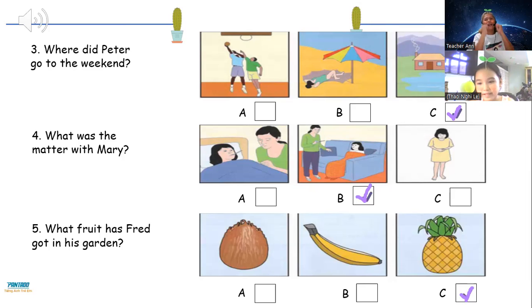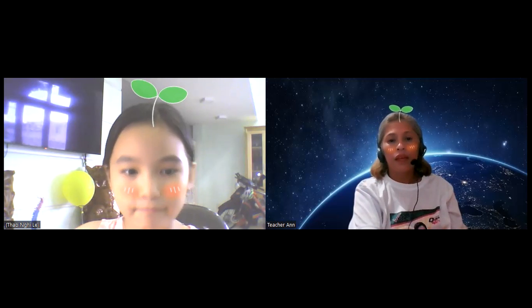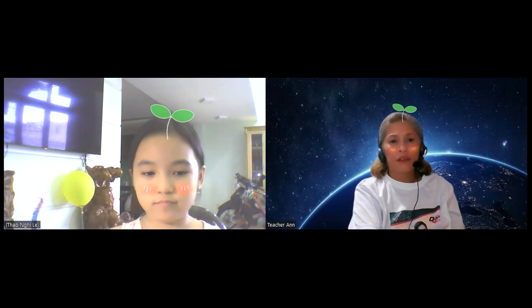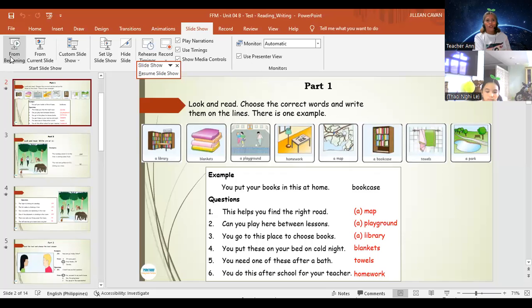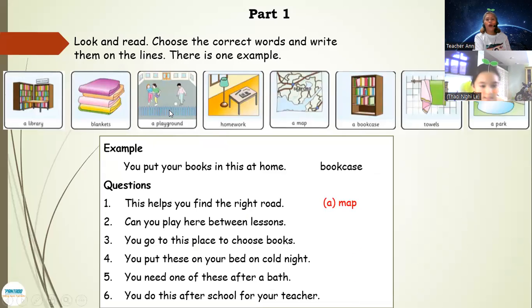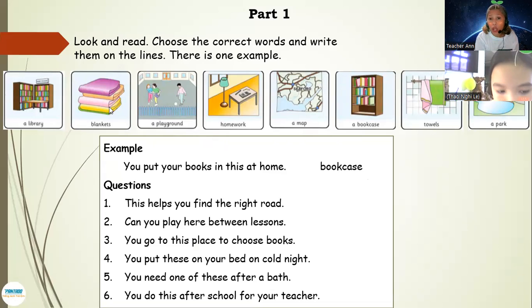Pineapple, very good. Okay, now let's move to reading. You're done with this. So in reading, you will have two answers, okay? You look at this, or look at this. You have two answers, the questions 1 to 6. There are 6 questions. And you can find the answer where? Above. Look at the picture, Nghi. You can find the answer there.